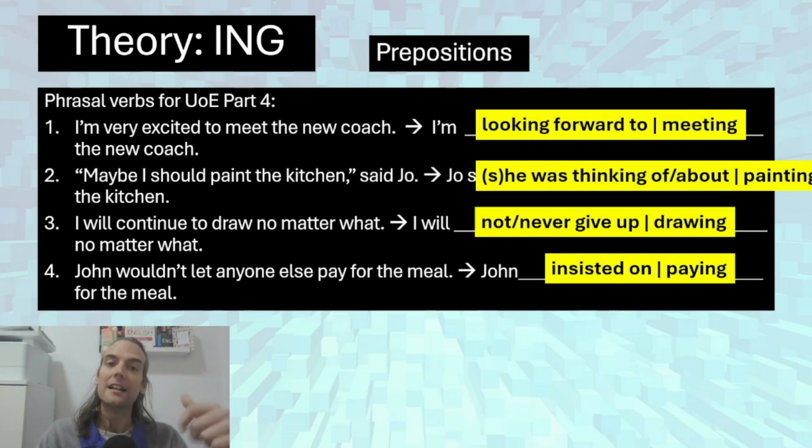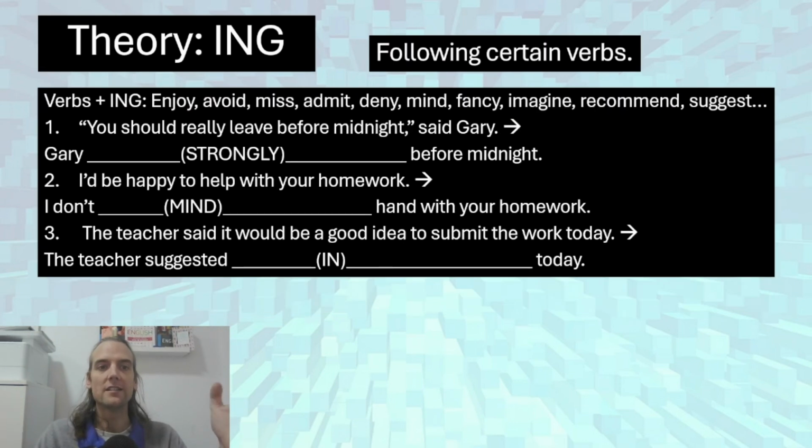So that's prepositions. Let's continue with our theory with certain verbs. This is a very brief list. I've tried to remember the most common ones that I've seen on these B2 and C1 exams. Obviously, you enjoy going to the disco. You avoid talking too much in class. You miss playing football when you were a kid in simpler times. You miss it. You are nostalgic for it. All of these verbs, when followed by another verb, that verb must be an ing.